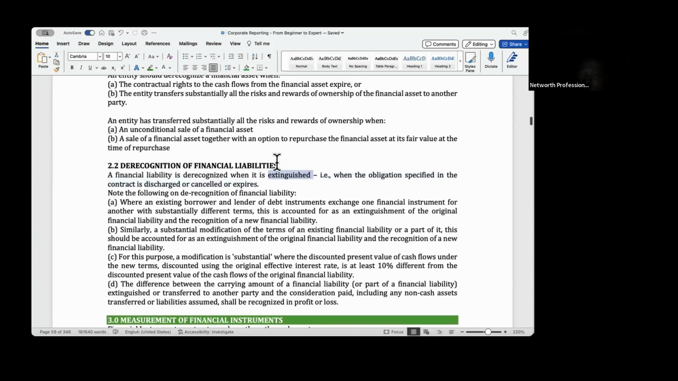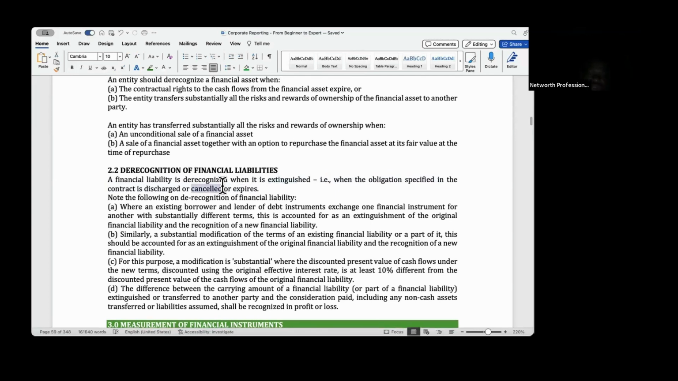So again, don't forget, a liability is an obligation to deliver cash. So as soon as you have delivered the cash, then you are free. Remove it from your books. Or if the person you are supposed to deliver cash to has cancelled it, say, don't worry.